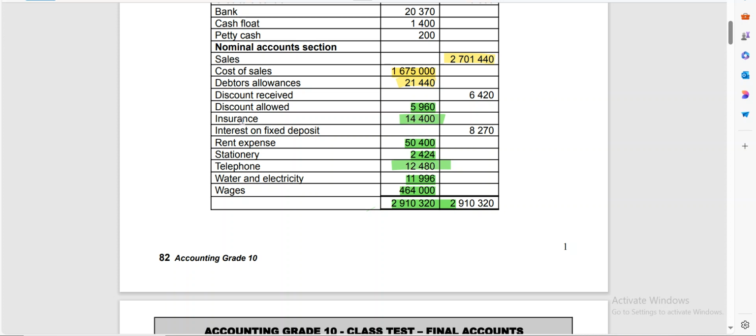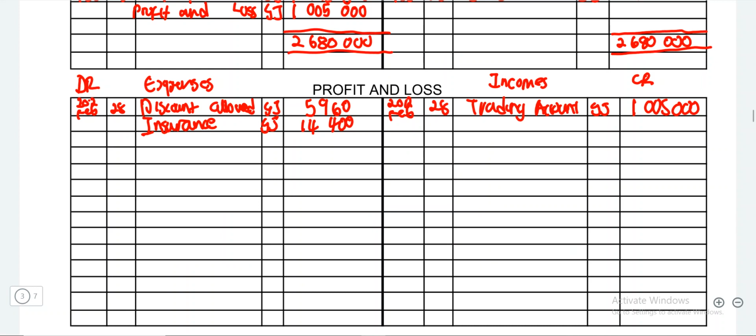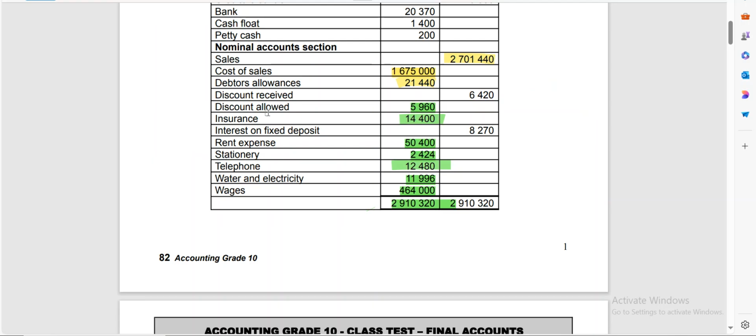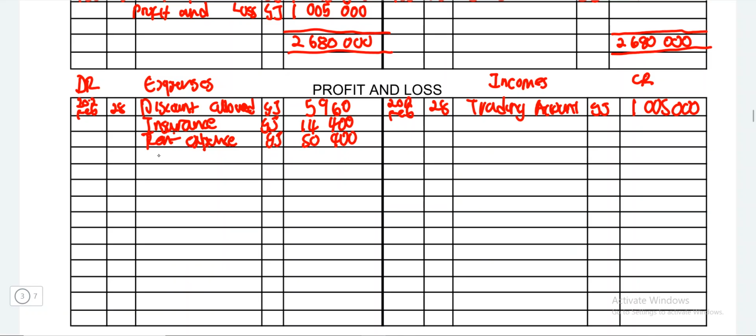And then from there you move to the next one. What do we have now? We have our rent expense for 50,400, so you include it. Okay, so rent expense, general journal, and then 50,400. And then from there you check what else we have. We have stationery for 2,524, so you write that stationery in the general journal, and then you have recorded this. Then you proceed with what is next.